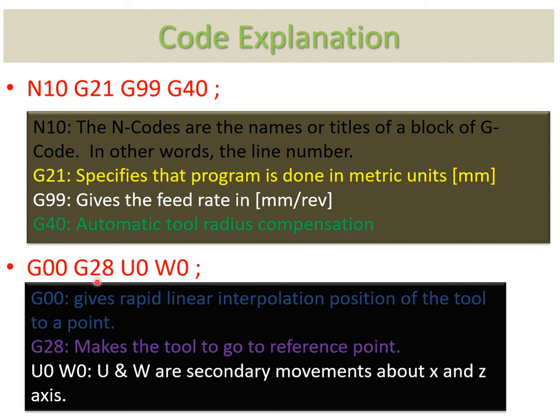G28 code is used to move the tool to a reference point. Initially, we will set a reference point for the tool. So when we use a G28 code, after the work is finished, the tool will move to its reference point, which we have set earlier. U0 and W0, these are the secondary movements about the X and Z axis. These are used to move the tool in the X and Z axis according to our positioning.